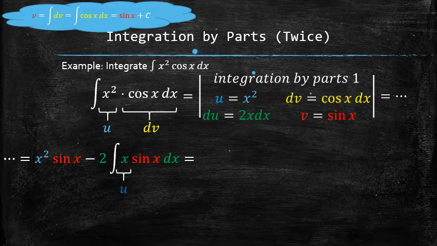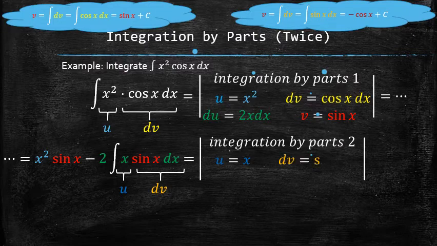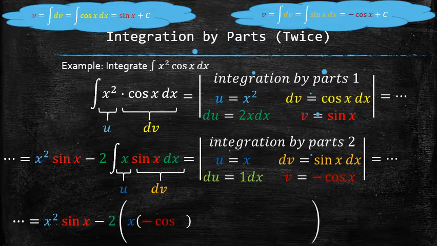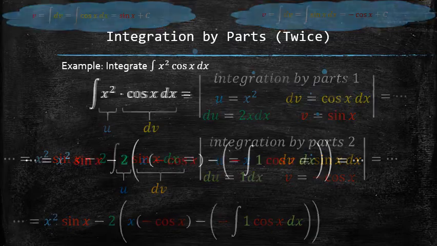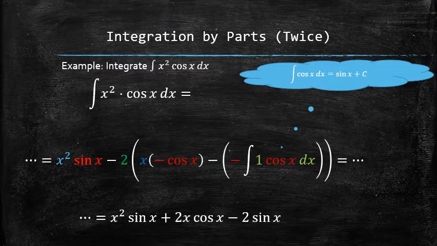We choose new u and dv and integrate by parts by differentiating u to find du and integrating dv to find v. The second integration by parts formula results in a trivial integral. We get the final answer by simplifying the expression.